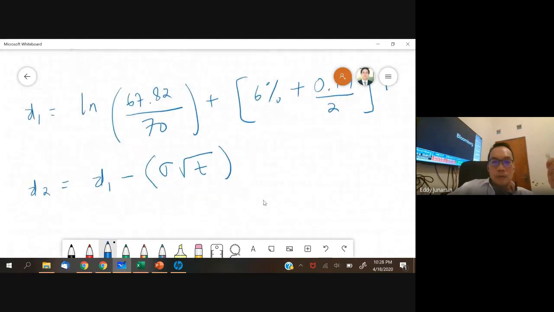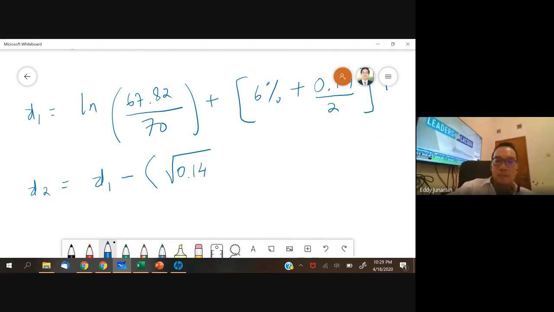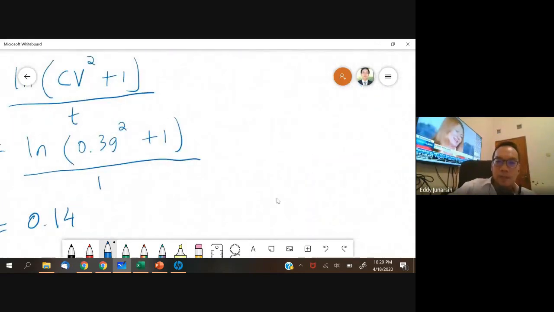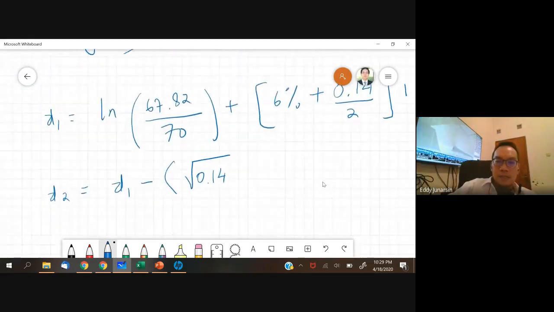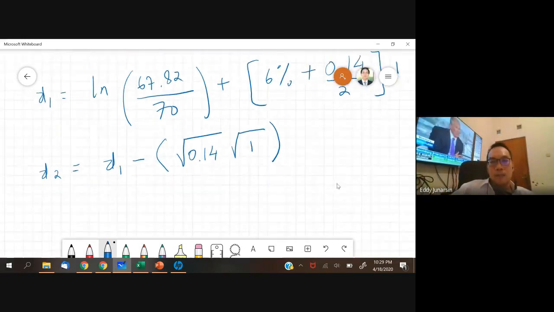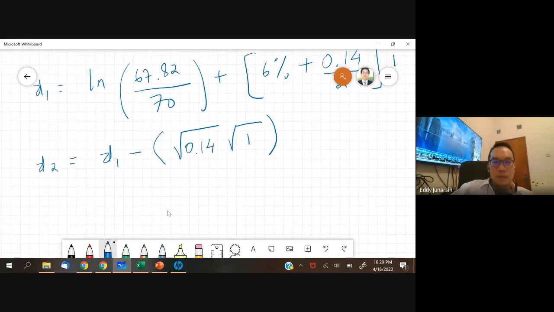So as we know here, the standard deviation would be the square root of the variance, and our variance is 0.14. Okay, 0.14, the square root of it. The standard deviation is the square root of variance times the square root of time, which is 1. So first we have to find the D1 and D2.